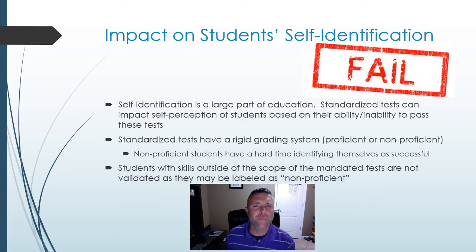Self-identification is a very important part of education. The rigid and inflexible rating system of some standardized testing, whether it's non-proficient or proficient, can make students feel as if they're not successful if they're labeled as non-proficient. In addition, standardized tests don't cover all skill sets that a student may have. So those with a skill set outside of what's covered in the standardized testing may not feel validated in their skills.